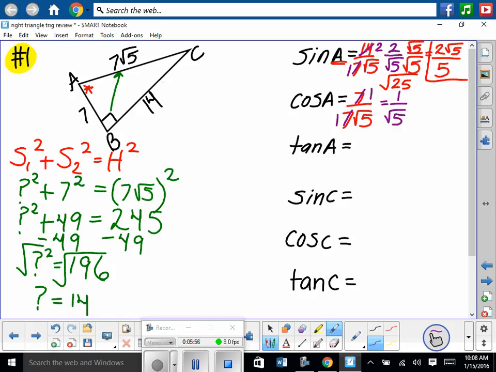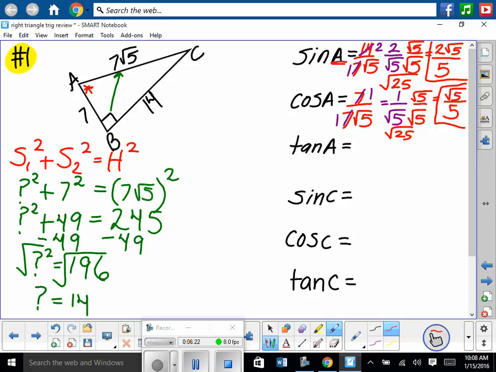Then we have to rationalize our denominator because you can't have a root in the bottom. So I'm going to multiply the bottom by the square root of 5 and the top by the square root of 5. On top, we have the square root of 5. On bottom, we have the square root of 25, which is 5. There is cosine of A. How did you get 25? 5 times 5. So we have the square root of 25.